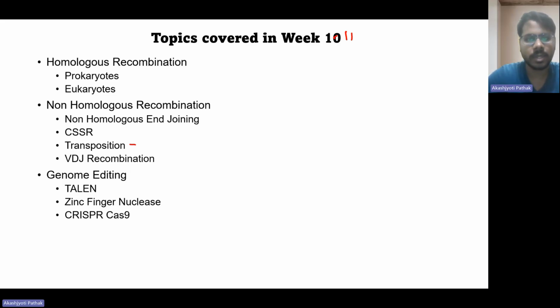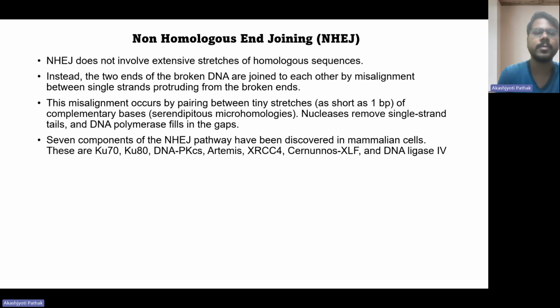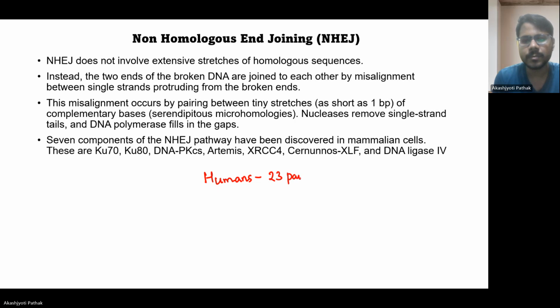Okay. So let's start. First of all, we will see about non-homologous recombination. What is the meaning of non-homologous recombination? When you were studying meiosis, you must have read about homologous chromosomes. So what are homologous chromosomes? Humans have 46 chromosomes, or 23 pairs of chromosomes, right? So we all have 23 pairs of chromosomes.